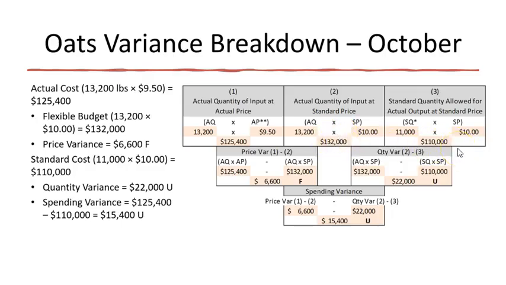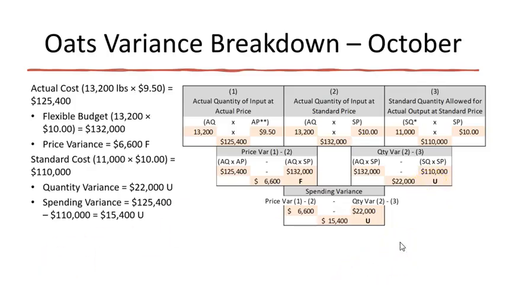Another way of thinking about it is this. They used 13,200 pounds. They should have used 11,000 pounds. So altogether, they used 2,200 pounds too much. At the standard price of $10, that yields the quantity variance impact of $22,000. Since they used more than they should have, that's unfavorable.